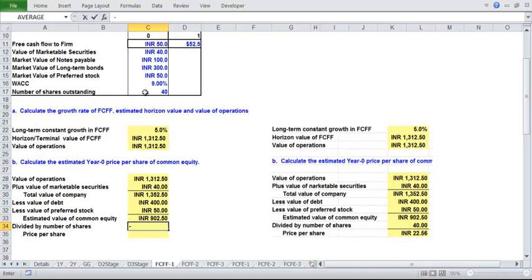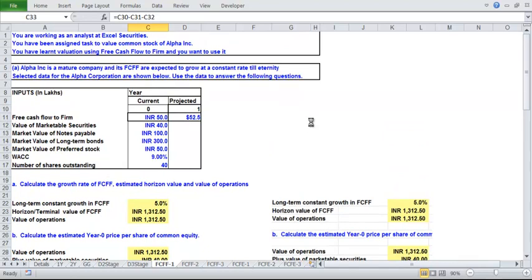Now the number of shares is total 40. So the price per share will be this, so it should be equal to, not minus. The value of the equity is 902.5, and the value per share is 22.56. That is how we are going to compute. So this was a very simple model wherein we are saying that the free cash flow will grow at a constant rate, and we are computing the value here.